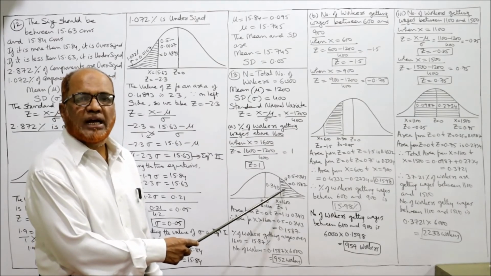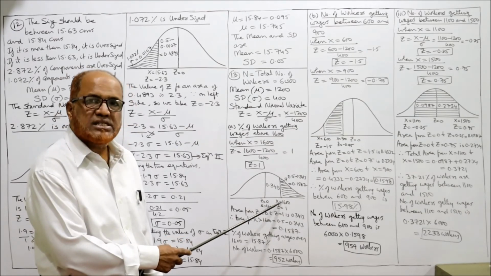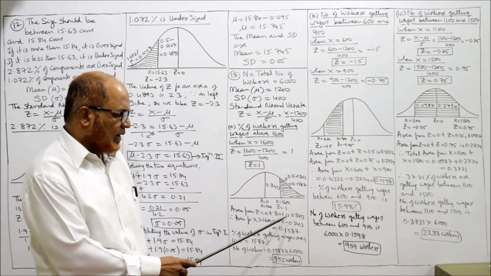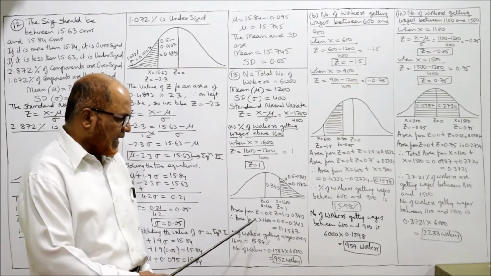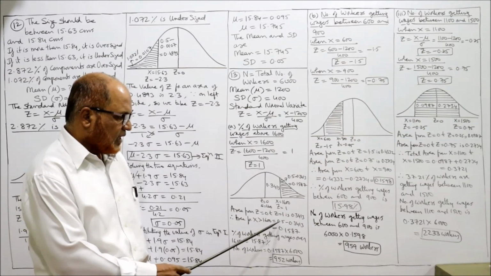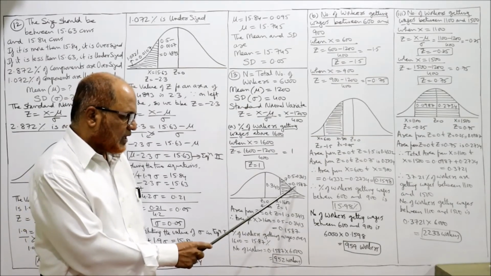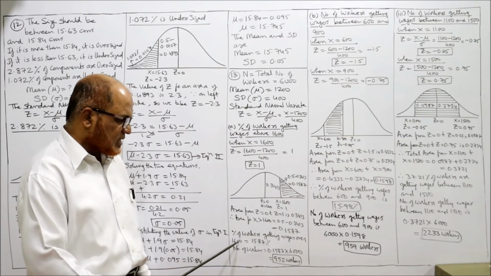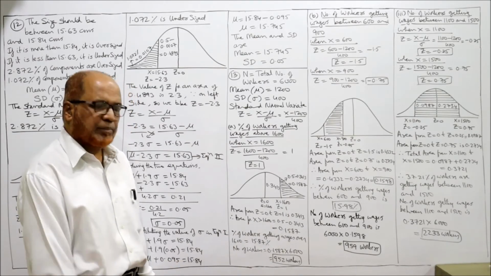Those workers who are getting wages above rupees 1600. The area from z equal to 0 to z equal to 1 is 0.3413. Area for x greater than 1600 is 0.5 minus 0.3413, which is 0.1587. The percentage of workers getting wages over 1600 is 15.87%.